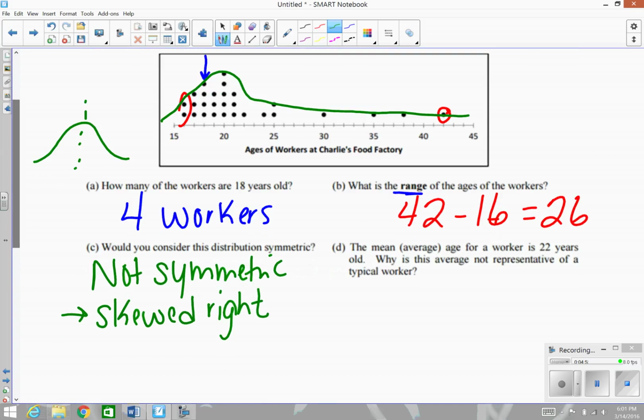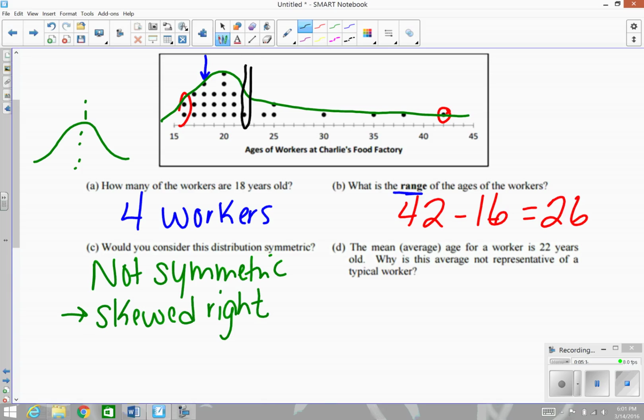Okay, and then this one, they get more and more in depth, where you really have to interpret. This says the mean or the average age for workers is 22 years old. Why is this average not representative of a typical worker? Why does that not represent the whole population?